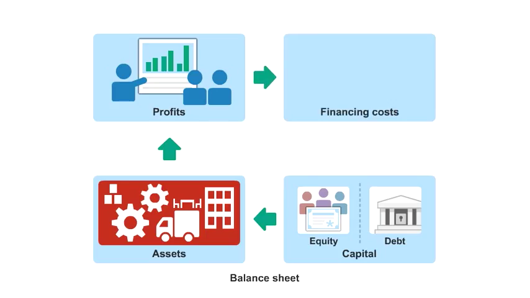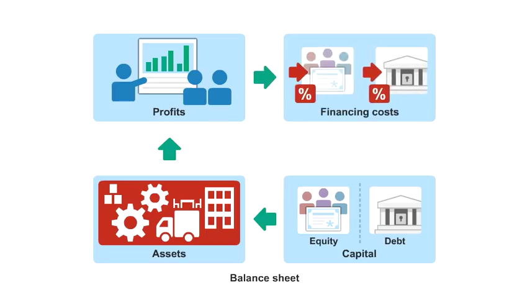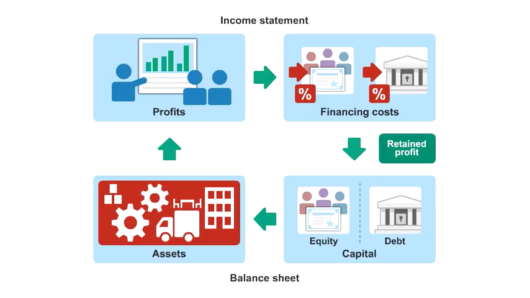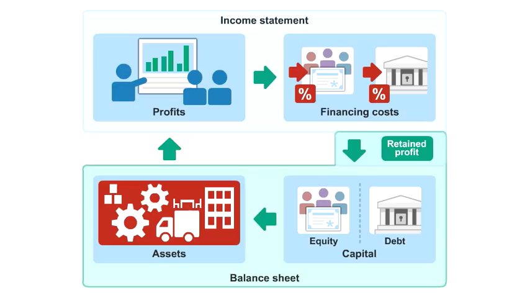Financing costs, such as interest payments on loans and dividend payments to shareholders, are deducted from the after-tax profits to leave retained profit. The profits and financing costs, as shown here, are a simplified representation of the income statement. The amount left after all the operating and financing costs have been deducted is the retained profit. This retained profit provides the link between the income statement and the balance sheet. It is added to the capital that was initially provided to start the business to help fund future growth.